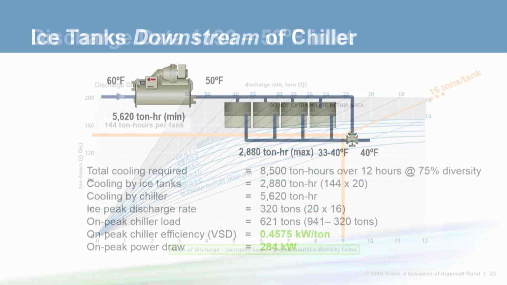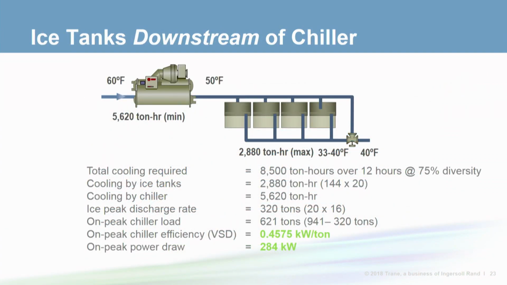So locating the tanks downstream allows the chiller to receive the warmest entering fluid temperature and to produce a higher leaving fluid temp. And this results in increased chiller capacity and improved efficiency. In this example, the chiller cools the fluid from 60 down to 50 degrees, and by utilizing a variable speed drive, the chiller can operate efficiently at a 0.4575 kilowatt per ton.